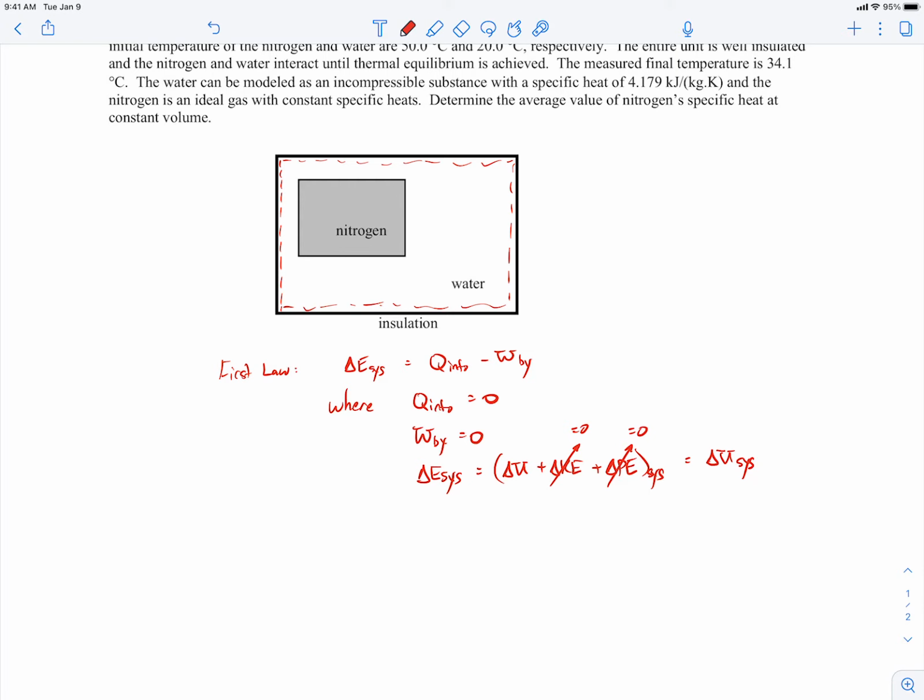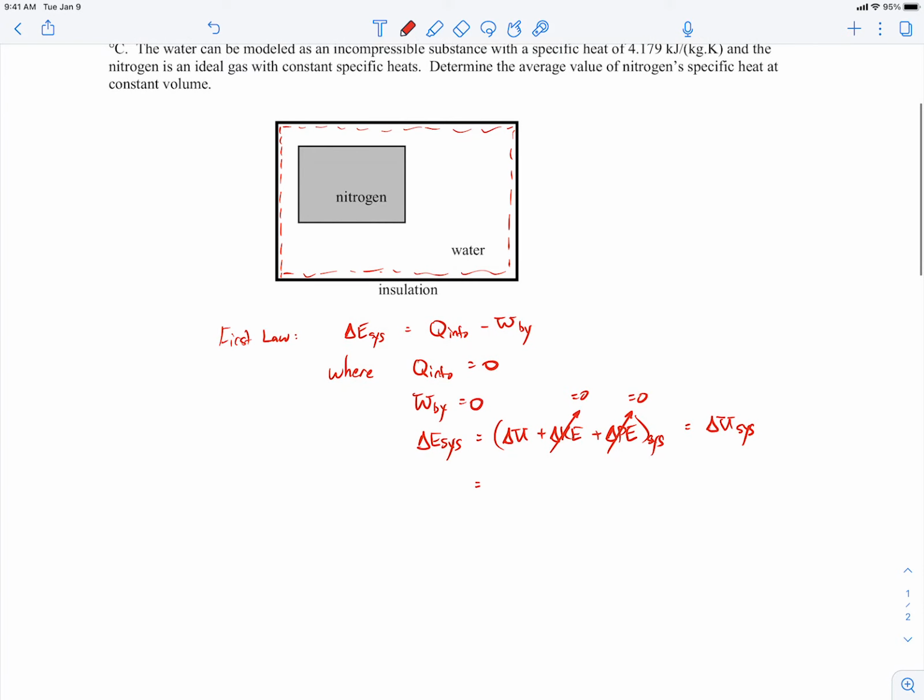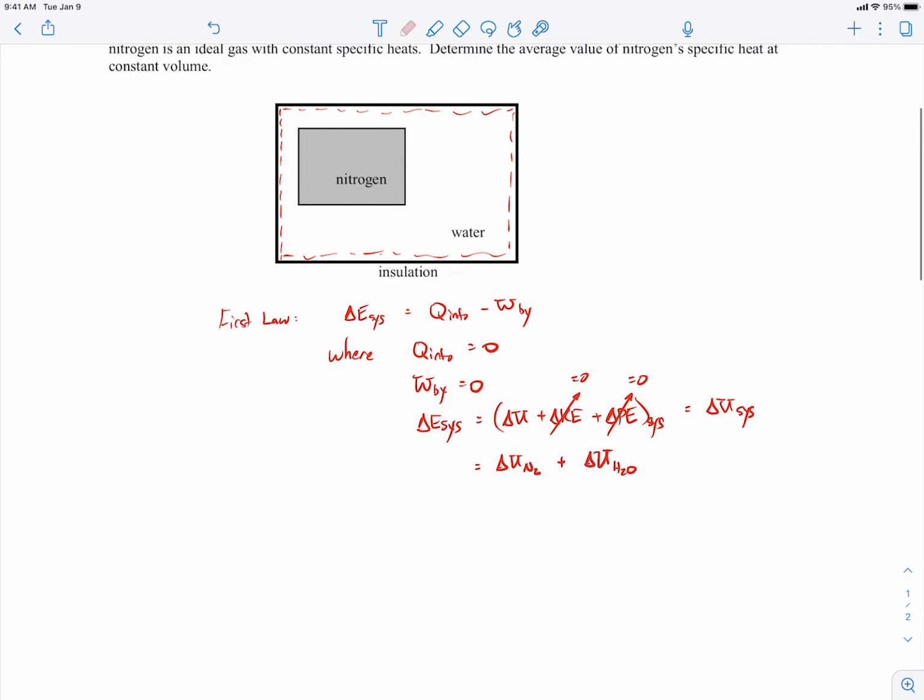So let's expand that out. The change in internal energy of the system, well, the system is comprised of nitrogen and water, so we're going to have the change in internal energy of the nitrogen and the change in internal energy of the water. So I'm going to break it up into those two components. So both of these add up to be my system. And to get each of these, I'm going to expand those out in the following way.